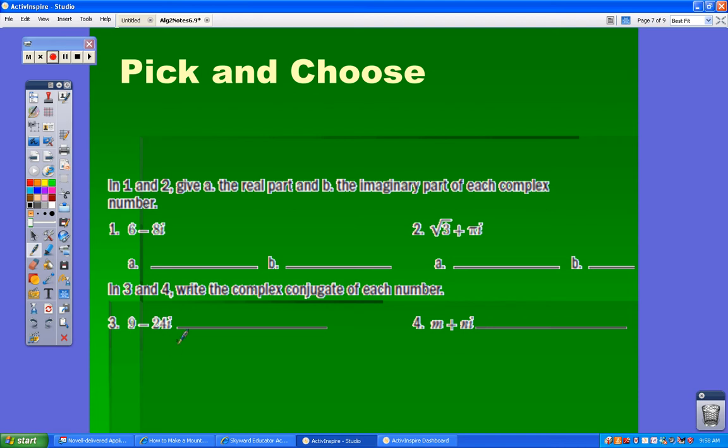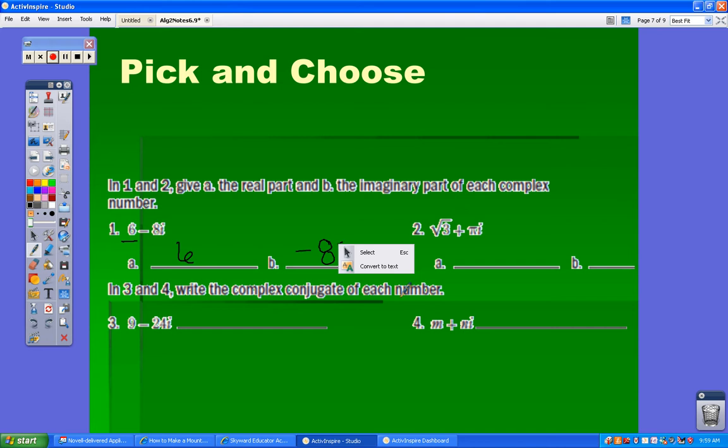Okay, pick and choose. I am going to go over all these. You can stop and fast forward the video as necessary. They want the real part and the imaginary part of each complex number. Real part is 6. The imaginary part is negative 8i, I think. Let me pause this for 1 second. Okay, I was wrong. I had to look that up. The imaginary part is just negative 8.